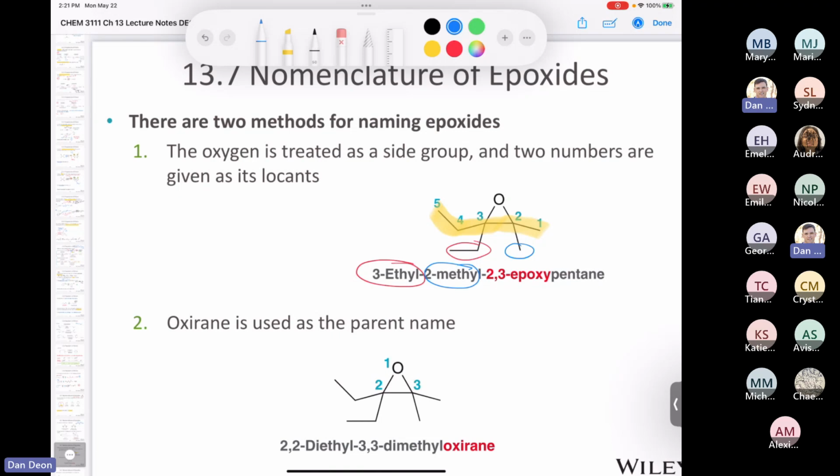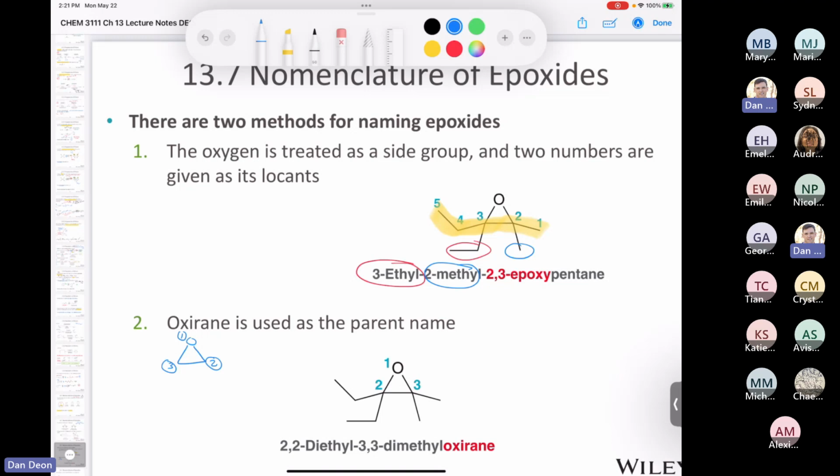You can also name it as an oxirane, and again, oxirane is a 3-membered ring. So oxygen is going to be number 1, one of the other carbons is 2, and one of the other carbons is 3. In this case, we have double substituents on carbons 2 and 3. So we go by alphabetical order in that case, right? We have a 2,2-diethyl and 3,3-dimethyl oxirane. So both are perfectly acceptable, and you need to know both ways of doing it.